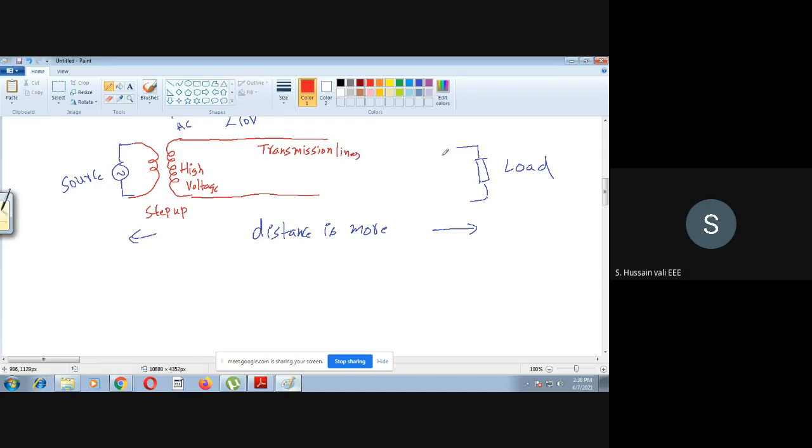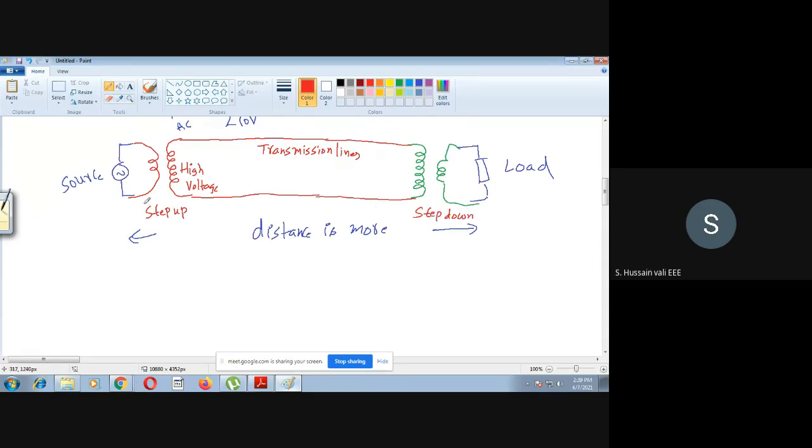Now once again at the load side, you step down the voltage. Why do you step down the voltage at the load side? Because you don't want that much high voltage. We want a very low voltage at the load side, 230 volts or 400 volts. This much voltage we require. So that's the reason we step down the voltage at the load side. I will write here, step down.